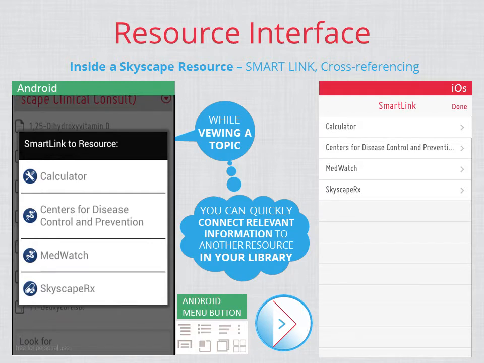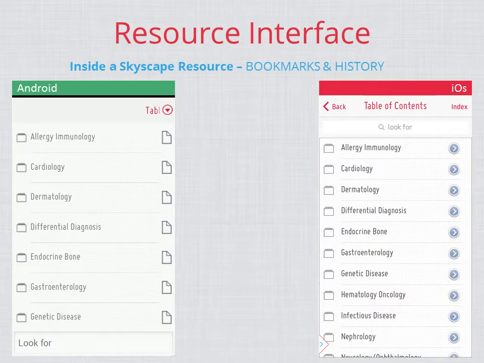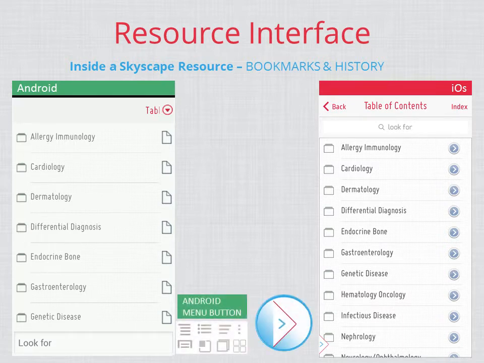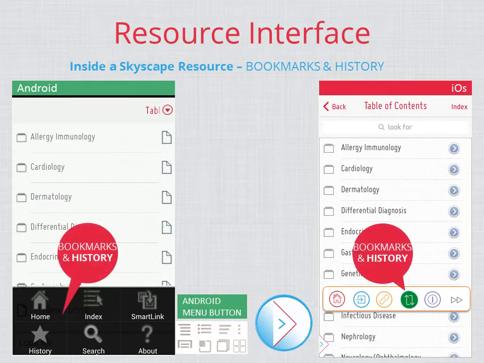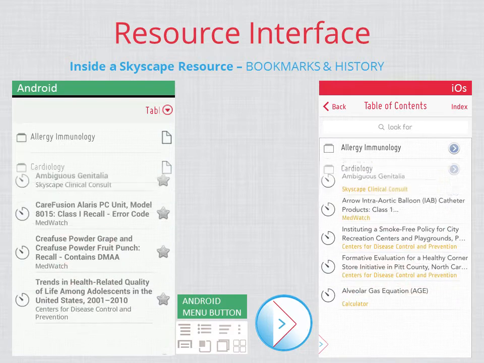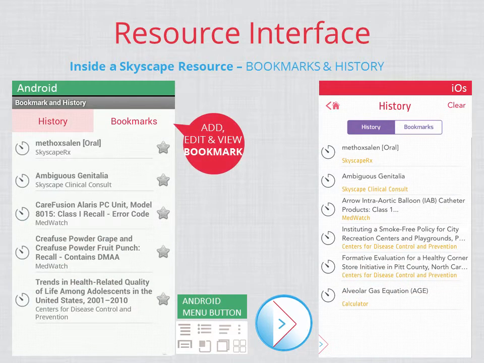Bookmark and History. These are the same bookmarks and history we saw before. This allows you to access those history and bookmarks without leaving the resource. You can also create a bookmark for any favorite topics you would like. Keep an eye on the bookmark and history button. We will create a bookmark in a moment.